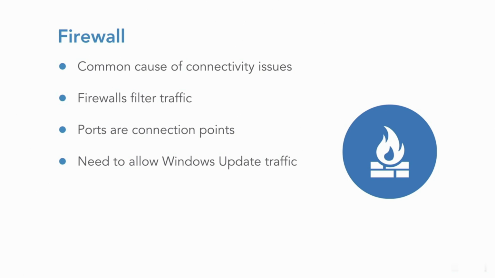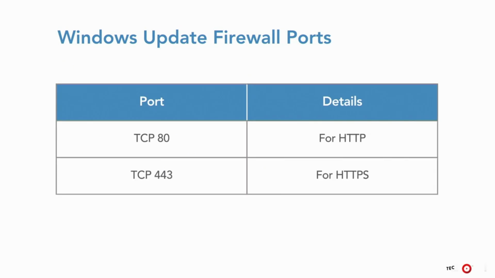Therefore, you will experience issues if your firewall and ports have not been configured correctly to allow Windows Update traffic to pass through. In the table, we can see the different ports that are used by Windows Update. These include port 80 for HTTP and port 443 for HTTPS or secure web traffic. If you're experiencing issues, then you need to check that you have these settings enabled for your firewalls and ports.